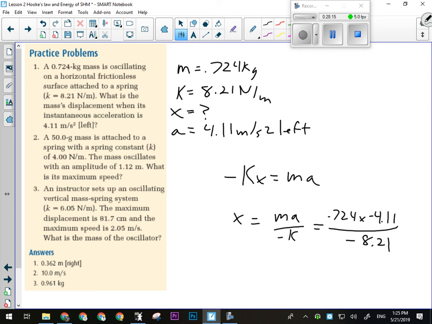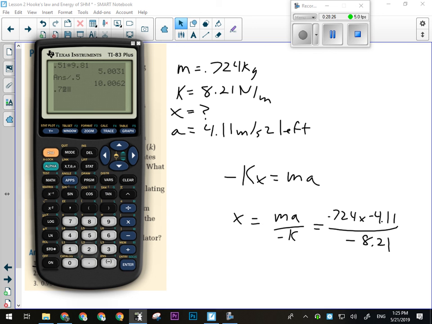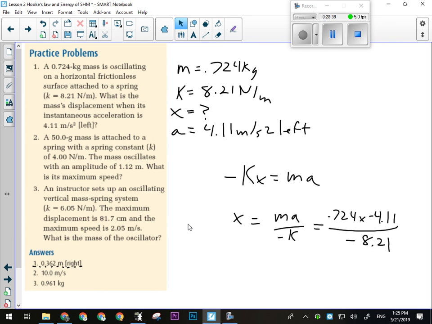When I do that, I should get 0.362 meters, and it'll be positive, so it'll be to the right, because I said left would be negative. So when I punch all that in, 0.724 times negative 4.11 divided by negative 8.21, I get 0.362 meters to the right. Everybody all right with that? Okay.